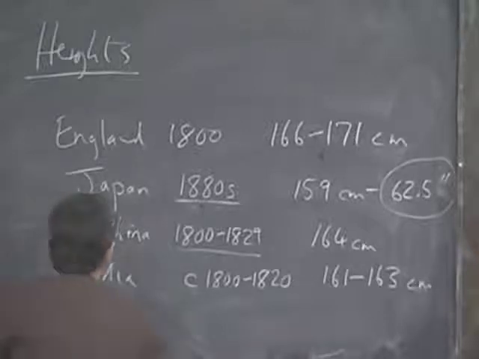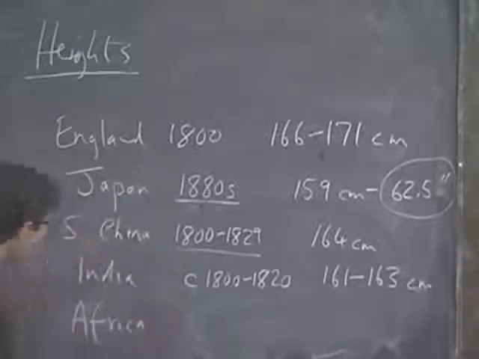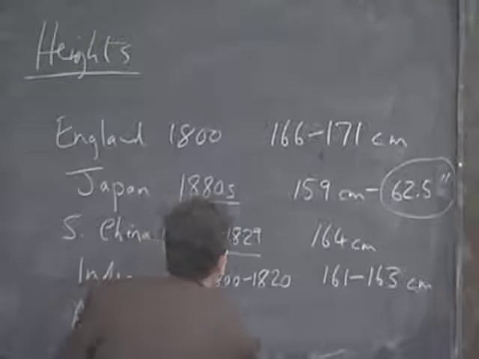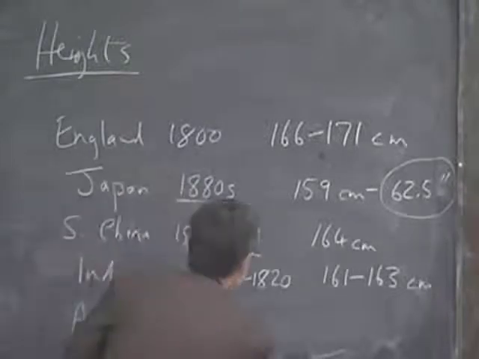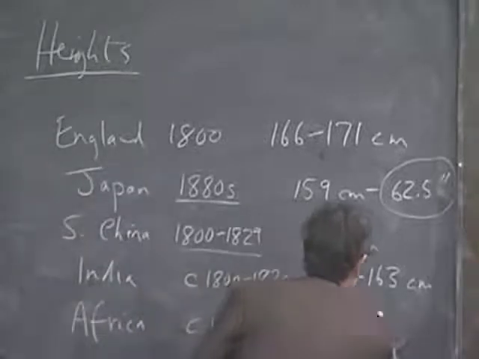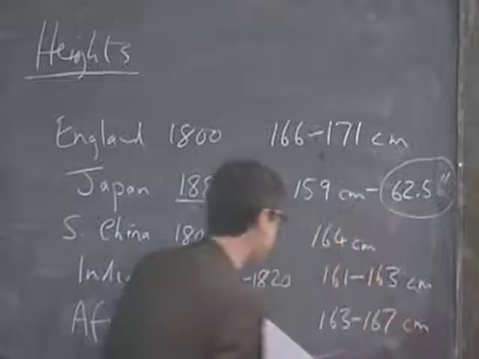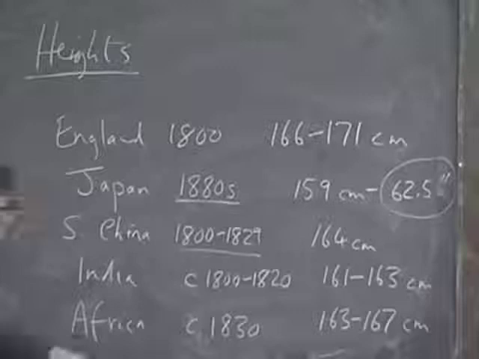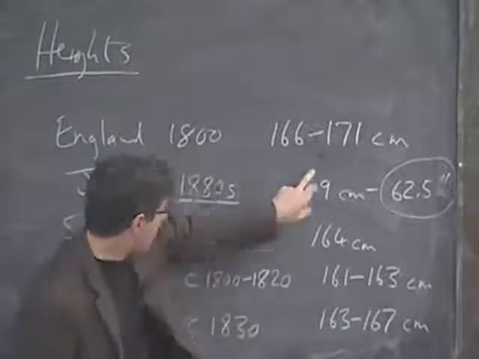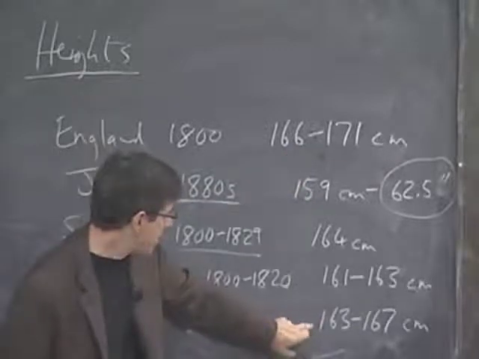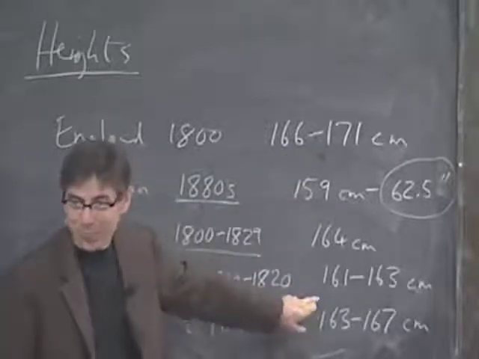Well, we also have evidence for Africa. And this is for Africa around about 1830. And heights here are 163 to 167 centimeters. And so, again, African heights, these ones measured here, are a bit lower than in Britain, but actually tend to be higher than those measured in Asia.